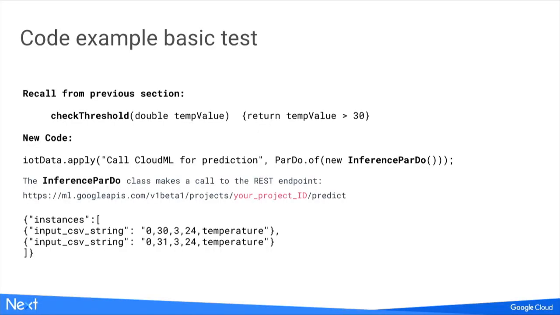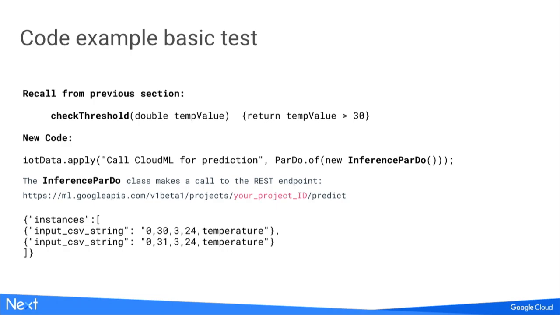Now, I just need to replace that with the inference that we have now, and I also no longer need that sliding window. That sliding window was just there for me to get an average rather than go point by point. Here, the system can just take each point by the values that we have and give us a prediction back. So the one thing I'll need to do is change from that check threshold, where I was just checking the temp value against 30 degrees, to the new code, which is to call the inference API.